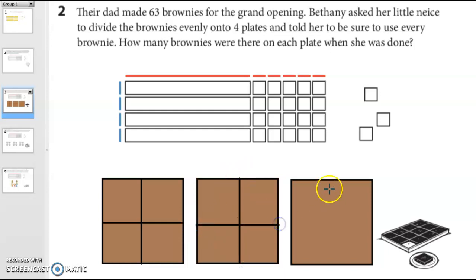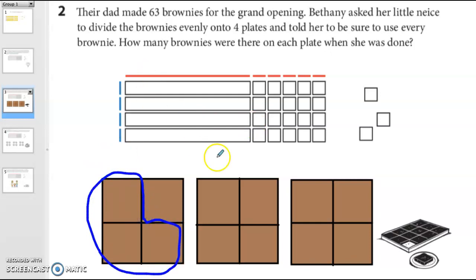And each plate will get some. All right, so if I were going to split this evenly and I wanted each plate to get the same amount, I could put 1 in this row, 1 in this row, 1 in this row, 1 in this row, 1 in that row, 1 in that row, 1 in that row, 1 in that row, 1 in that, 1 in that. So we need to have 4 equal portions.